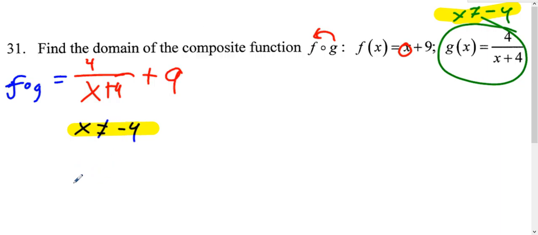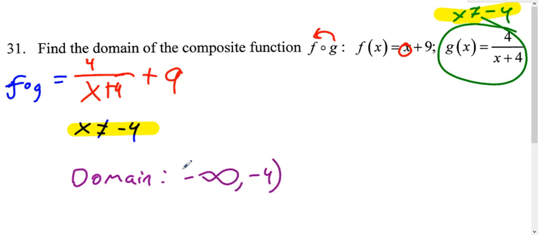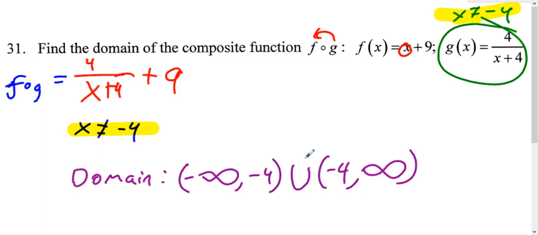So the domain is everything except x equals -4. If you write that as an interval, that's -∞ to -4 with a parenthesis because it cannot equal it, union -4 to +∞. Everything except -4. If those were 2 different values, then we'd have to probably exclude 2 different things because both the domain of g and the domain of the composition both have to be included.